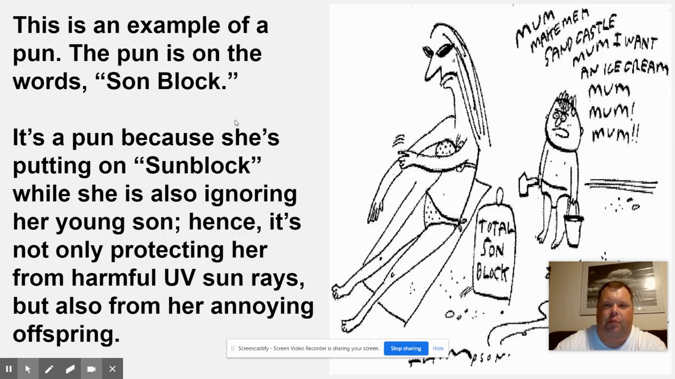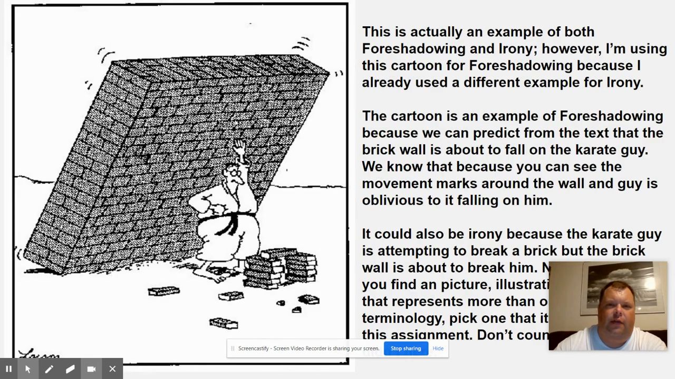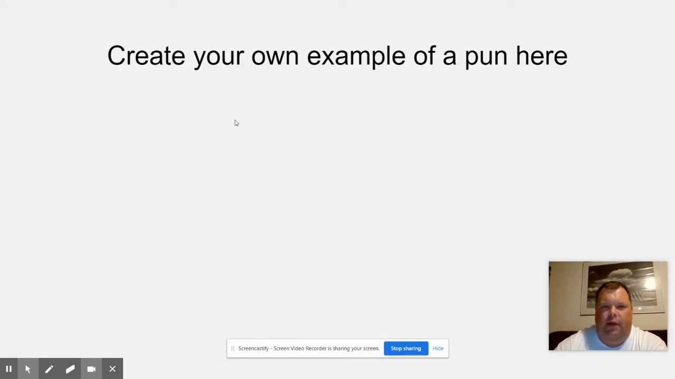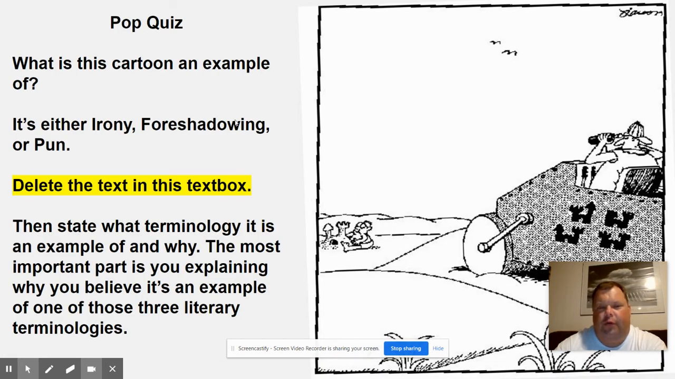So here's an example of a pun, and then you go down, and here's an example of foreshadowing. In this case, it could be both. So if you find an illustration where it could be both, that's fine. In fact, that's great. But you have to pick one or the other. You can't say it's for both and then put it for both.